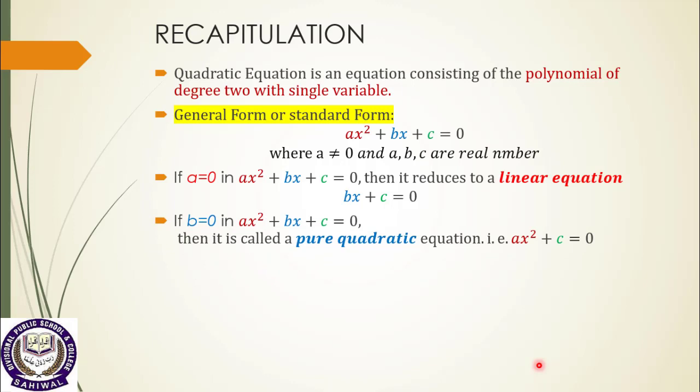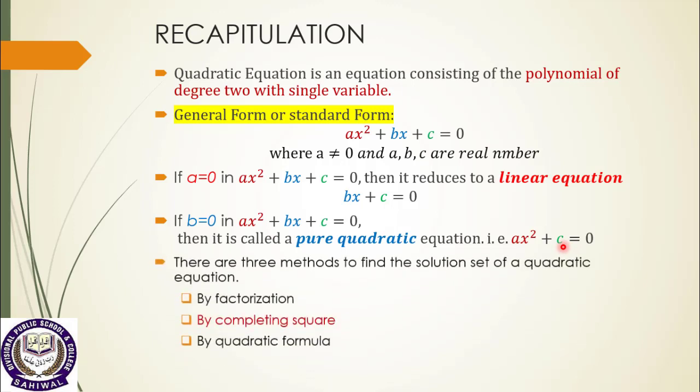If b is equal to 0 in ax square plus bx plus c equal to 0, then it is called a pure quadratic equation, and we can write it as ax square plus c equal to 0. This equation remains a pure quadratic equation if c is also equal to 0. There are three methods to find the solution set of a quadratic equation. In factorization method, we break the equation into its factors and solve it for the value of x.